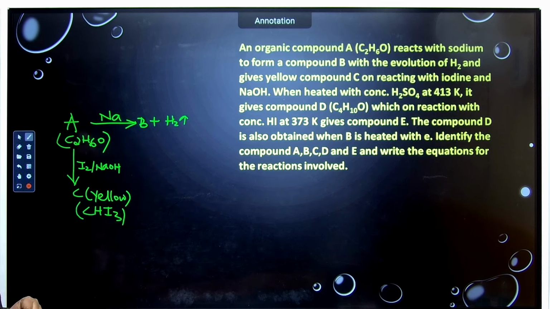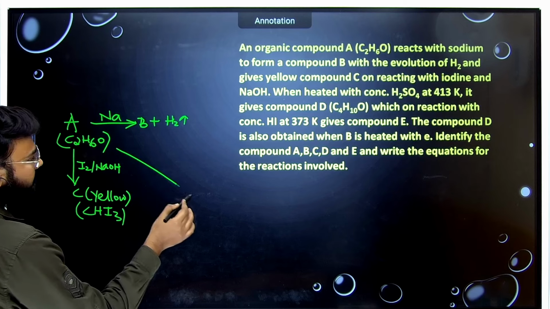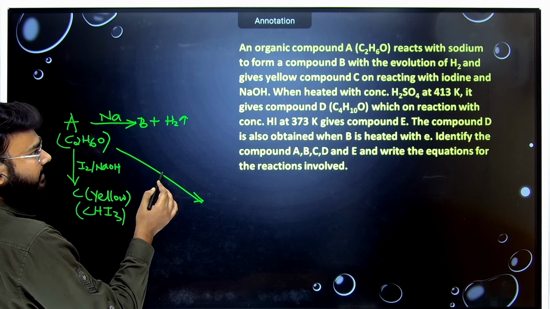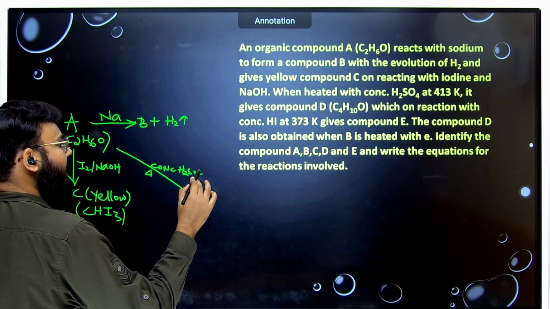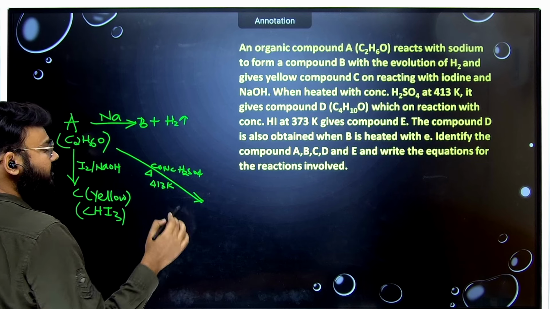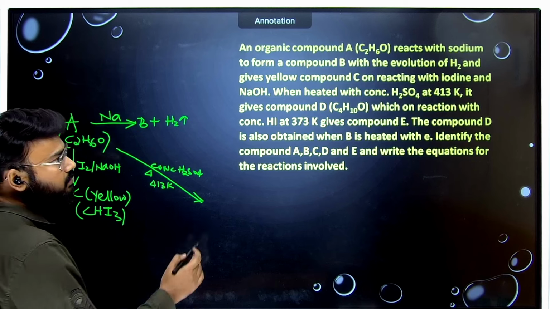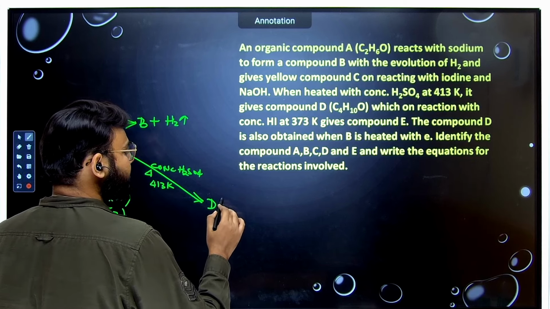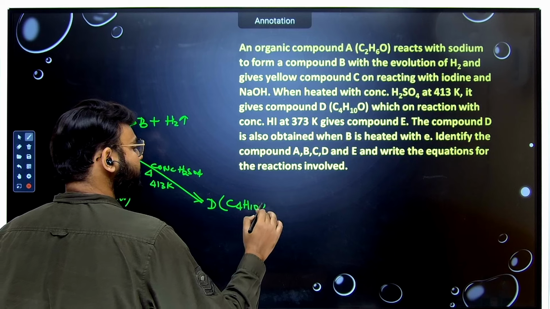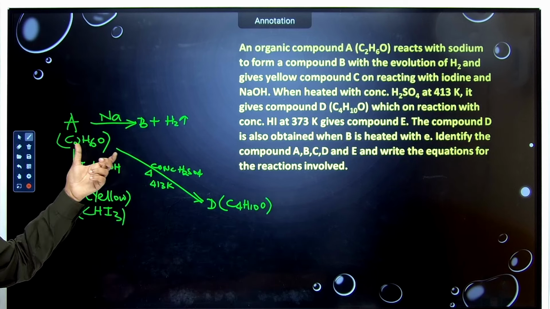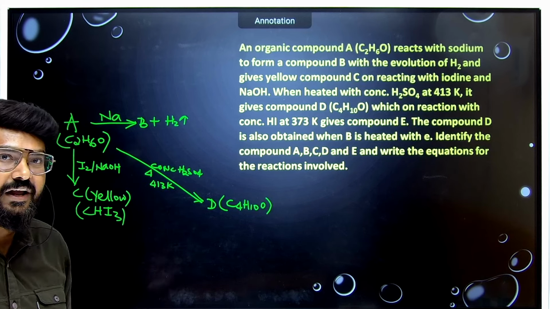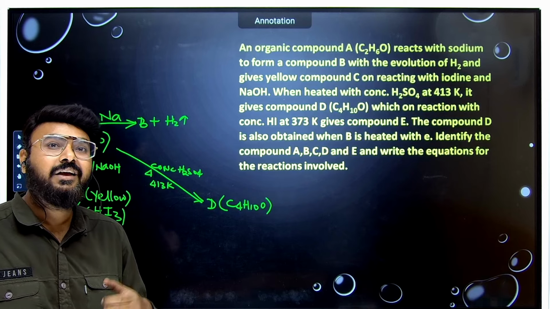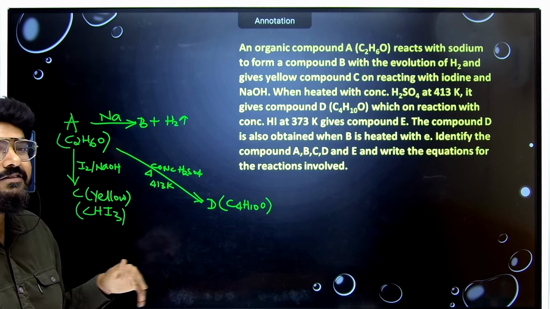Okay. Now apart from that, let's read the question more. It says when it is heated with concentrated H2SO4, so there's another reaction, at 413 Kelvin, precisely. So it gives you D. And the formula of D is C4H10O. Okay, so by looking at this reaction, it's a very famous reaction discussed in the NCERT that when you are carrying out a dehydration of alcohol exactly at 413 Kelvin, it gives you ether. But anyways, we'll go step by step.